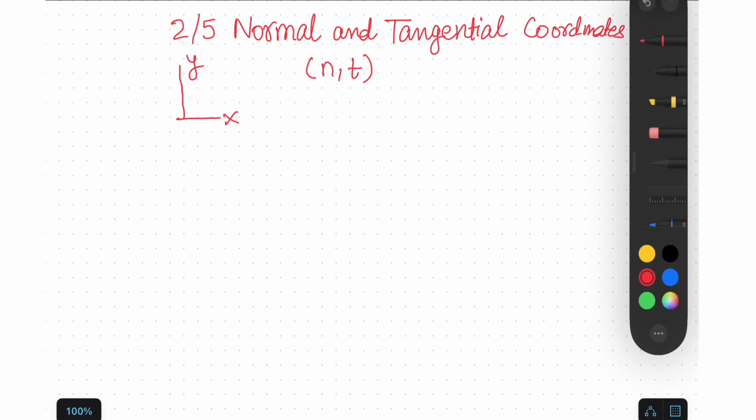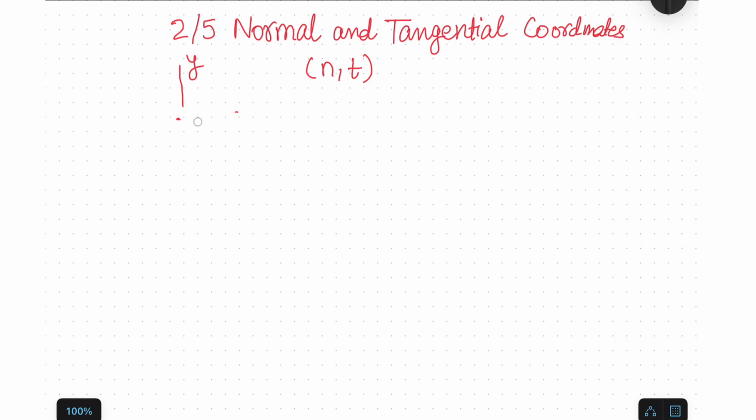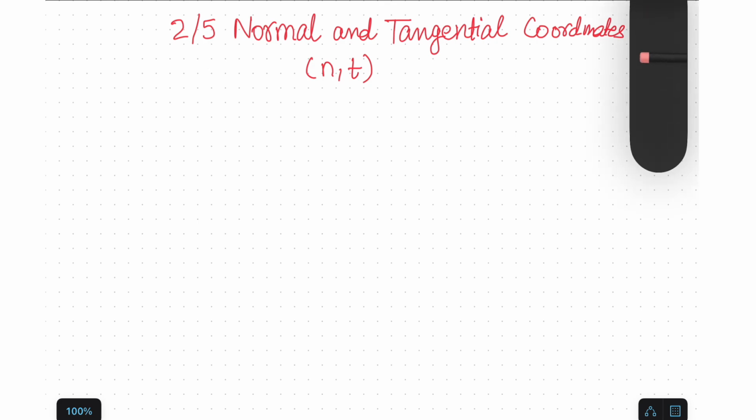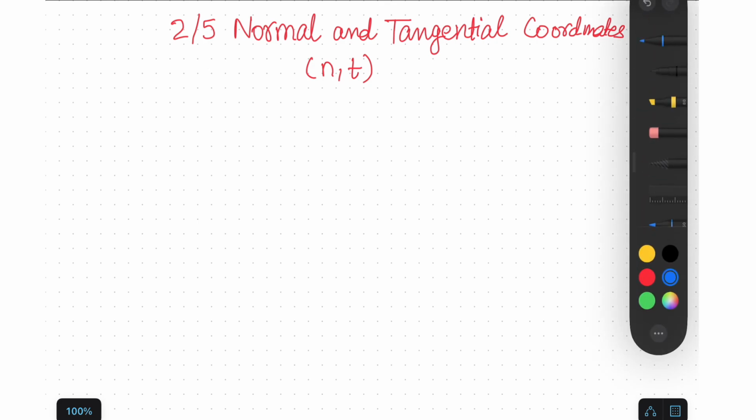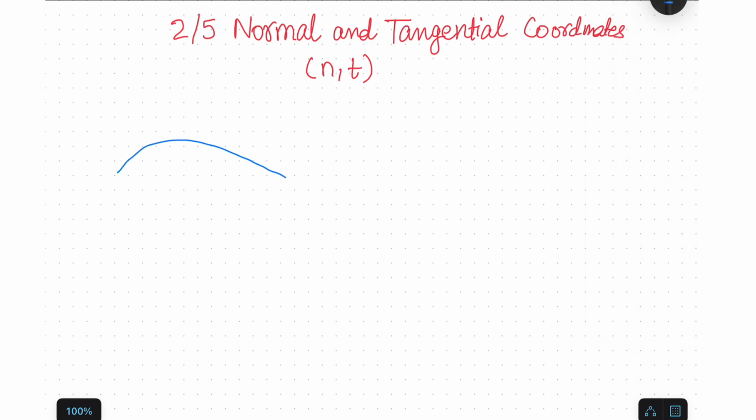I will give you some examples first, and then I will talk about the concepts in the normal and tangential coordinate system. Suppose this is a curvilinear path. Basically, the normal and tangential coordinate system is applied to a curvilinear path, or where there is not a straight motion but a curve or circular motion. There you can apply n and t coordinates.